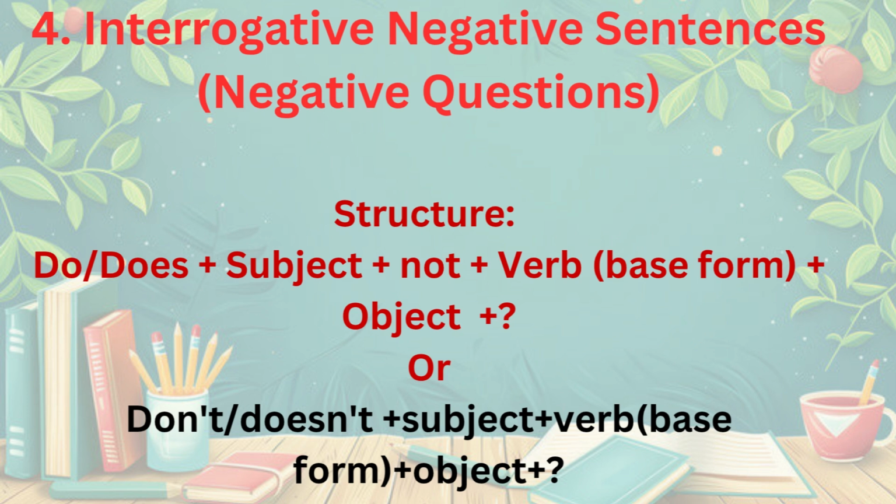Fourth form is interrogative negative sentences, negative questions. Let's see the structure to make negative questions. First of all, put do or does according to the subject, then add subject, then not, then verb base form, then object, at last put question mark. Don't forget to put question mark if you are making questions or negative question sentences.